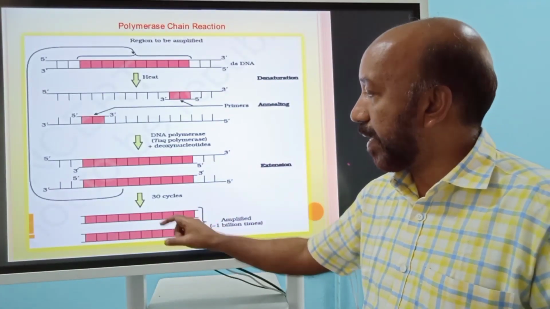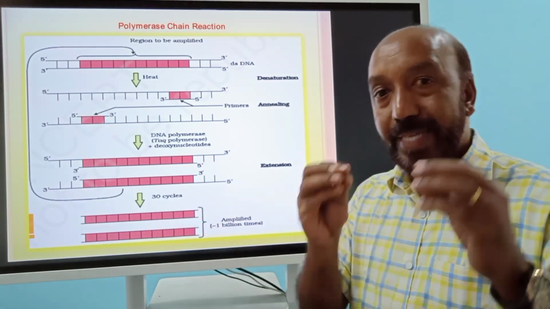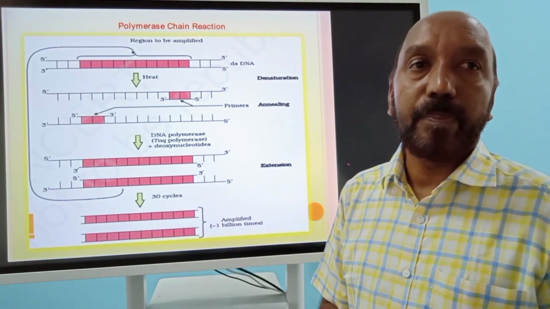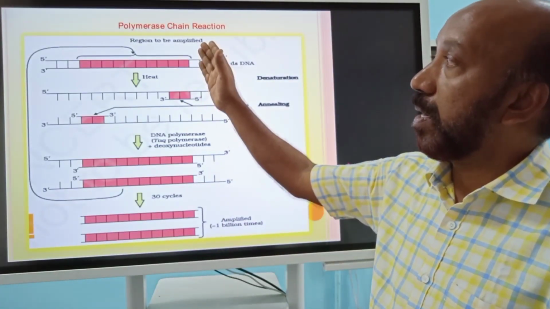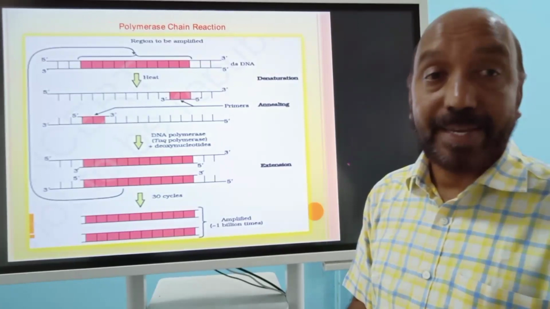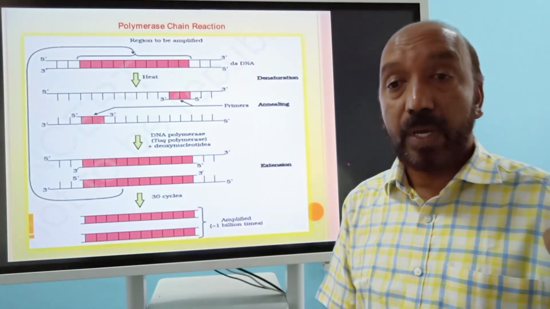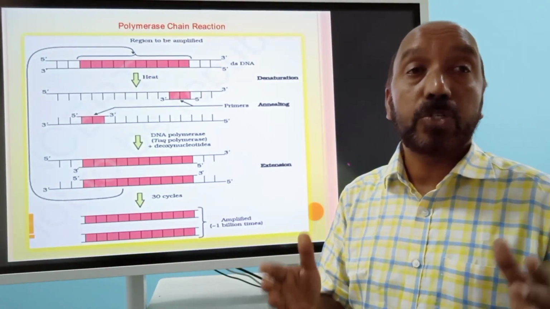After that, we will get a lot of the same type of DNA fragments available in the case of this mechanism also. So the method is called polymerase chain reaction. So we are getting billions of copies available within a short time also.